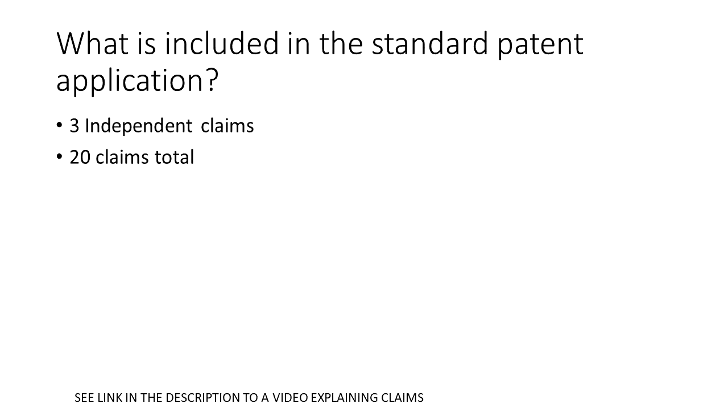Now, when you file a utility patent application in the United States, you typically get this included in the fee. This is referred to in the industry as 320, 3 independent claims and 20 claims total. And in the description to this video, I will post a link to another video that explains claims in a little more detail if you need more information on what the patent claims actually are.